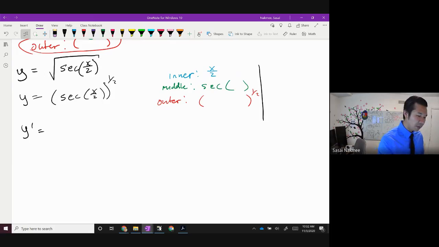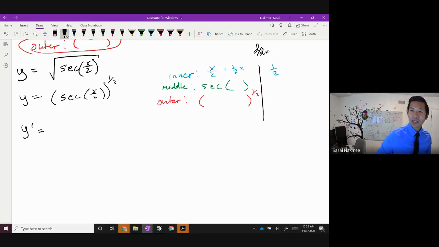If I take the derivative of these guys, the derivative of x over 2 is just 1/2. It's like 1/2 x, so I take the coefficient of it. That's the derivative of the inner function, by the way. x over 2 is the same thing as 1/2 x, and the derivative of 1/2 x is just 1/2. Okay? All right, the derivative of secant, right?